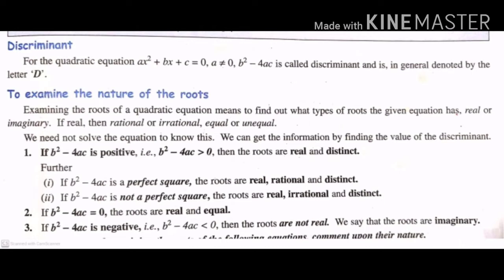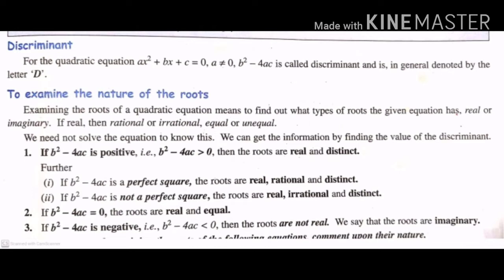Then the roots are always real and distinct. Distinct means different. Real means they can be rational or irrational. In the first part, if b² − 4ac is a perfect square, sometimes the value we get is a perfect square like 49, 16 or any other, then the roots are real, rational and distinct. That time we get rational roots.